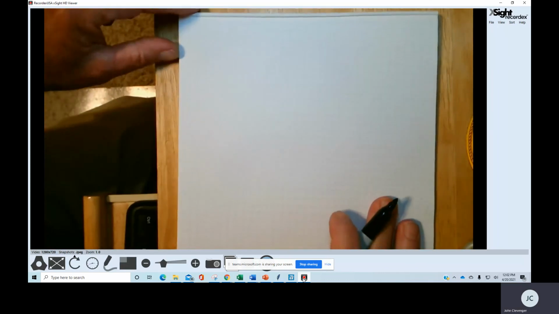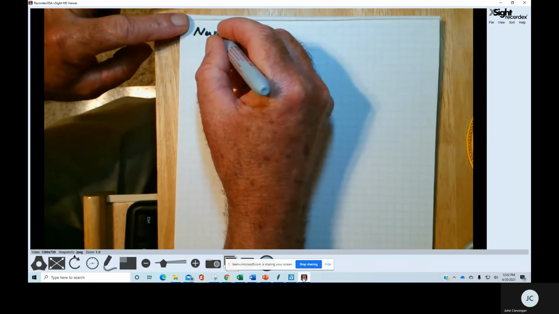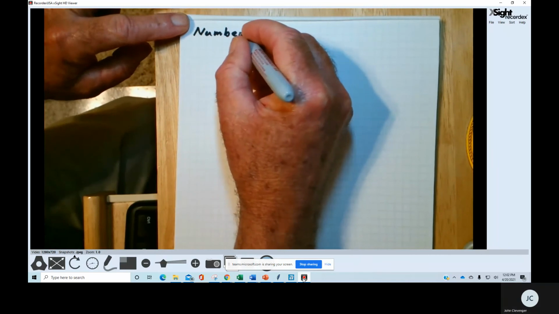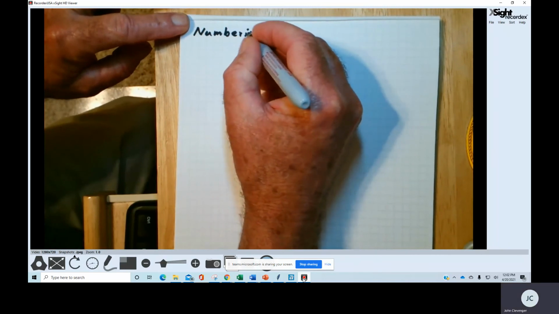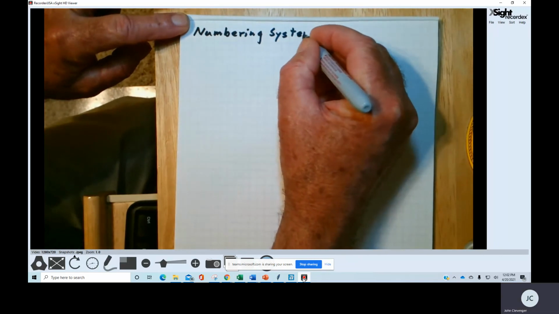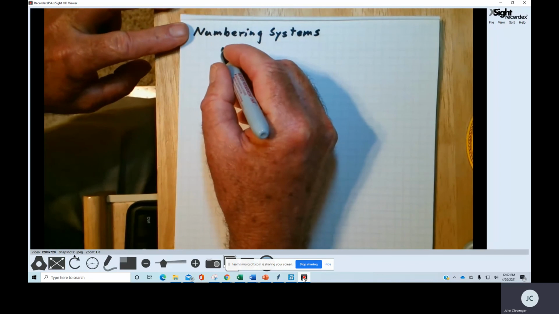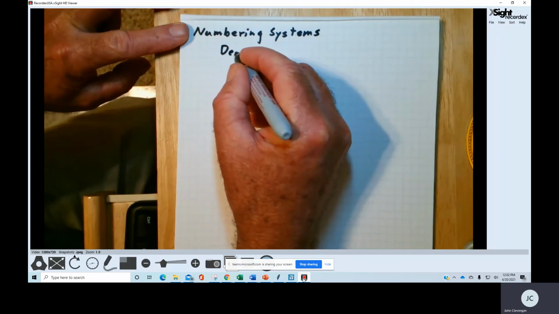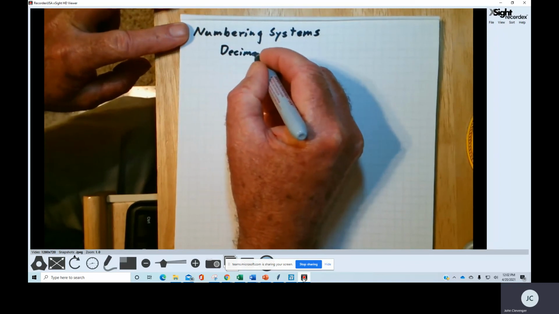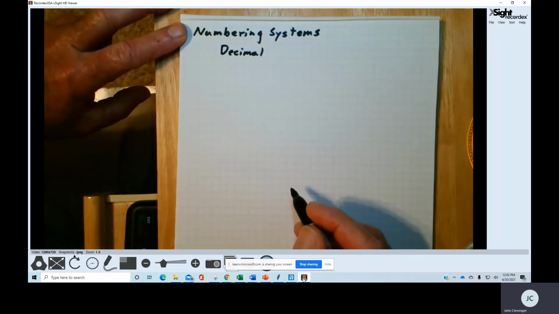Now let's talk about numbering systems. We're all mostly familiar with the decimal numbering system. And with the decimal numbering system, we have 10 symbols to represent quantities.